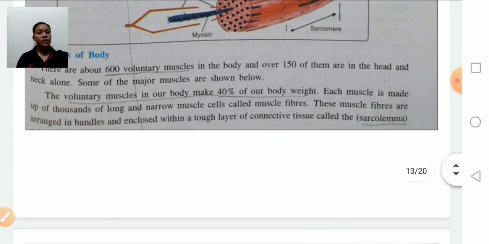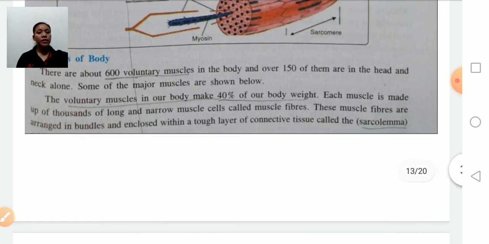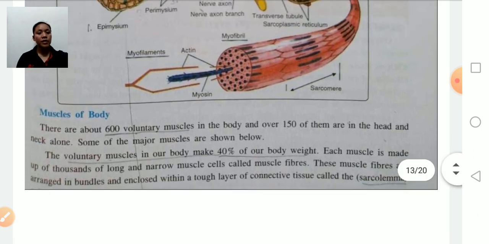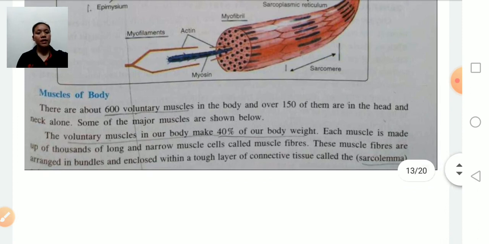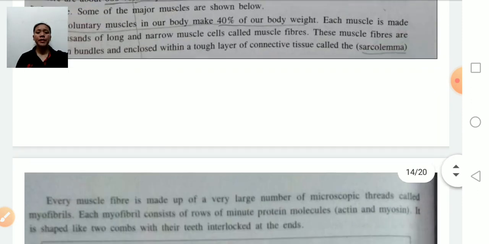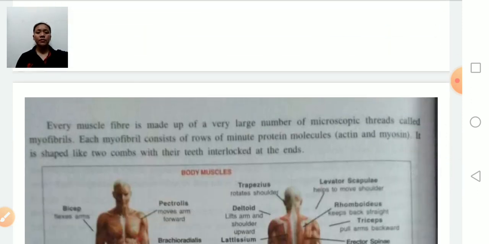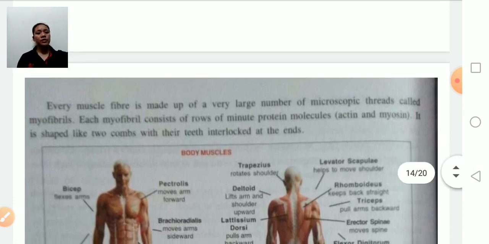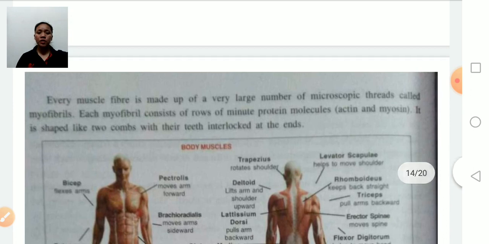Each muscle is made of thousands of long and narrow muscle cells called muscle fibers, and these fibers are arranged in bundles and enclosed with a tough layer of connective tissue called sarcolemma. Each muscle fiber is made of a large number of microscopic threads called myofibrils, and each myofibril consists of a row of minute protein molecules, actin and myosin.